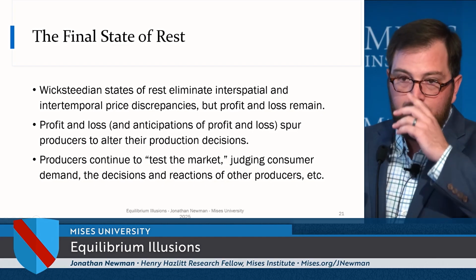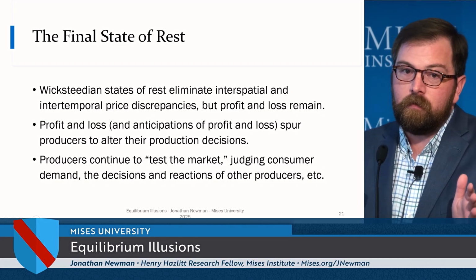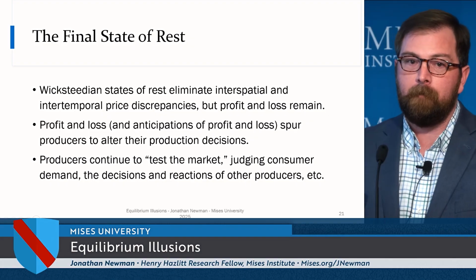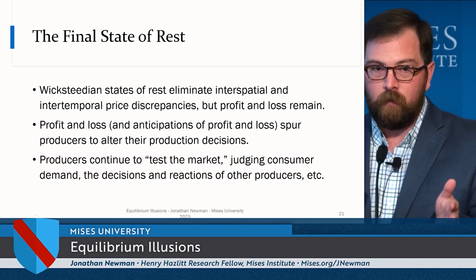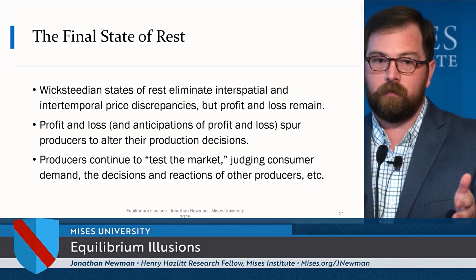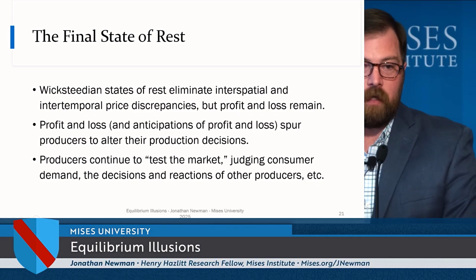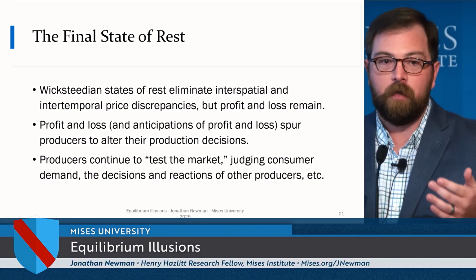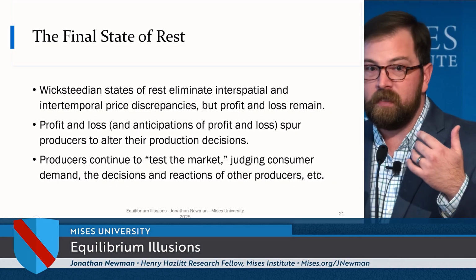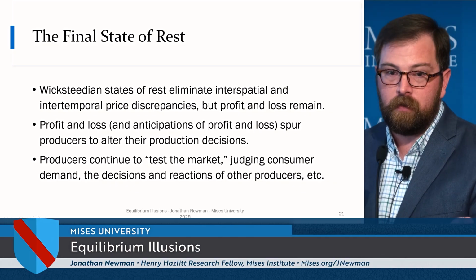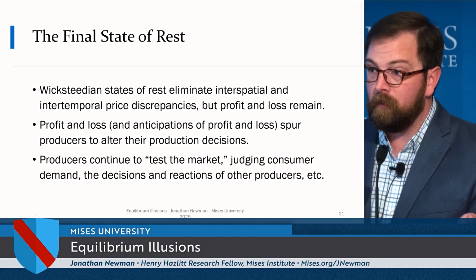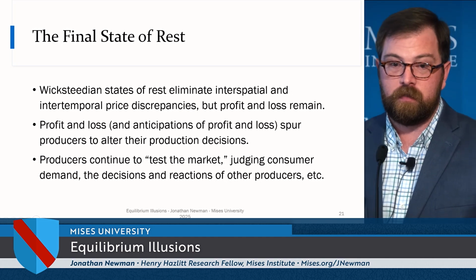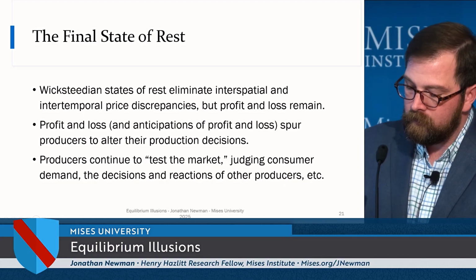In the meantime, producers continue to test the market. So the PSRs happen all of the time, step by step by step. If we see price equalization, then we can say that a Wicksteedian state of rest was achieved. But all through the time, we have PSRs. So there's a continuation of testing of the market where producers are trying to learn about the extent of total demand for the good that they're selling. They're learning about what other producers might bring to market. They're learning about how other producers will respond to price changes. So there's this testing of the market that continues.